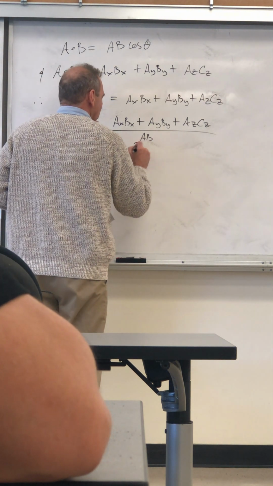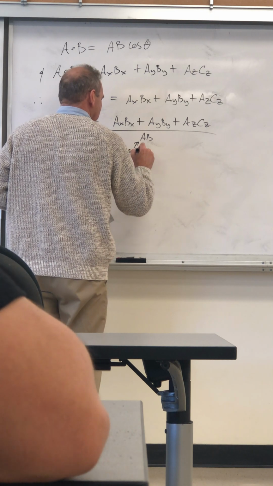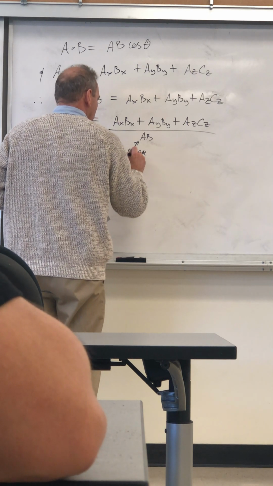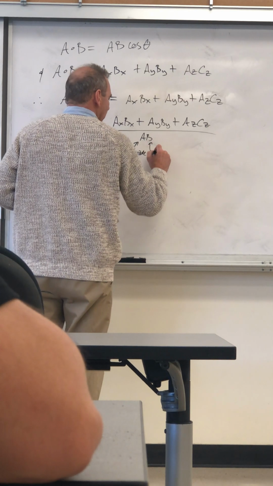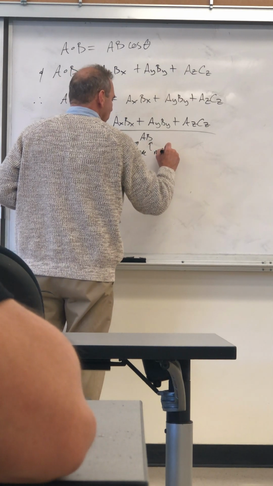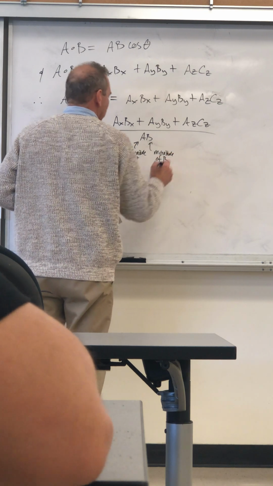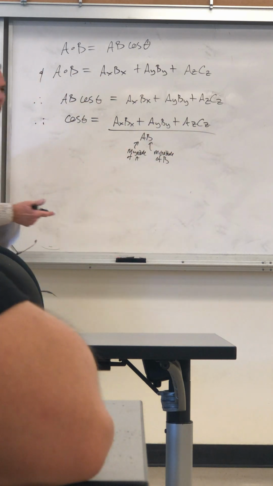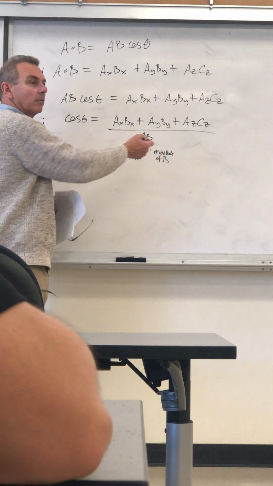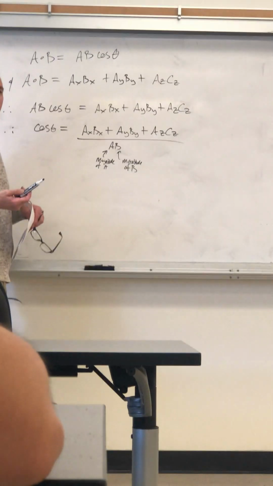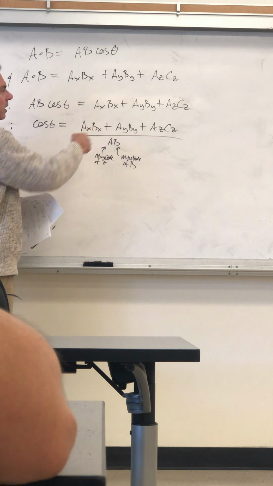This is the magnitude of A, multiplied by magnitude B. These aren't vectors, right? These are just the components of the two vectors, but they would be I, J, and K. Right?